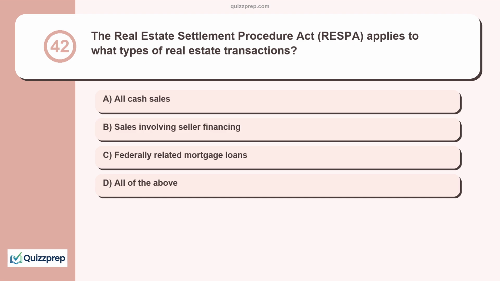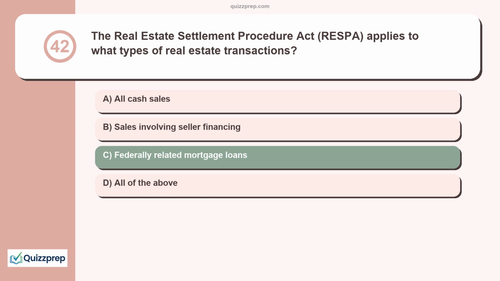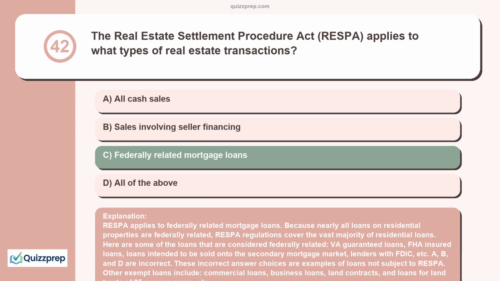Question 42. The Real Estate Settlement Procedures Act, RESPA, applies to what types of real estate transactions? All cash sales, sales involving seller financing, federally related mortgage loans, all of the above. RESPA applies to federally related mortgage loans. Because nearly all loans on residential properties are federally related, RESPA regulations cover the vast majority of residential loans.